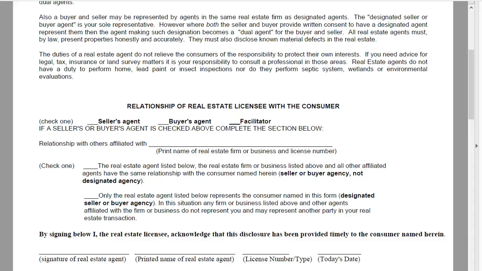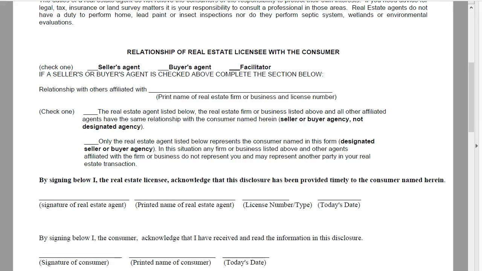All right, duties of the real estate agent. This is where you get off the hook for all sorts of stuff that you're not allowed to do and/or responsible for. You don't have to give legal advice, tax advice, insurance, or land survey advice. Clients go out and consult a professional in those areas. Real estate agents do not have to perform home inspections, lead paint inspections, or insect inspections, or heaven forbid, septic system inspections, wetlands, or environmental evaluations. So you're off the hook for all of those things.